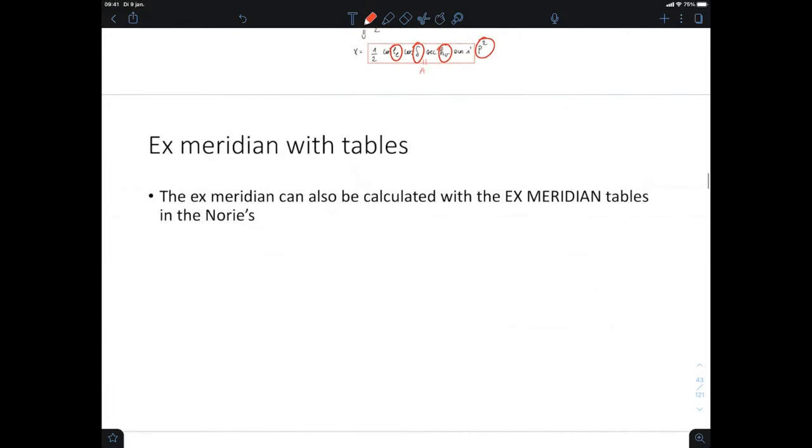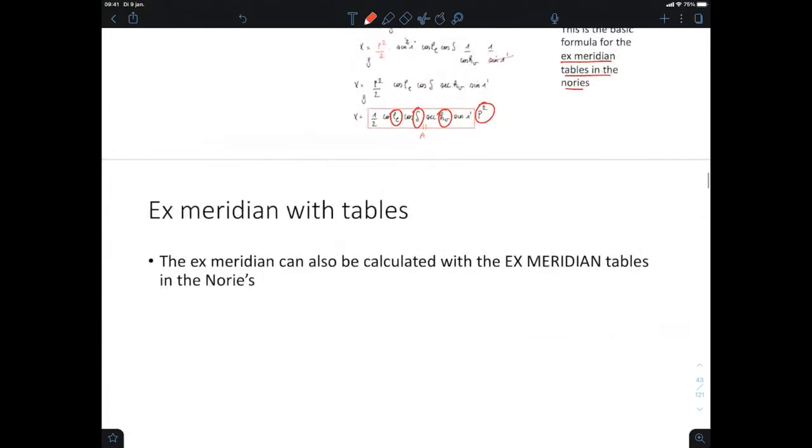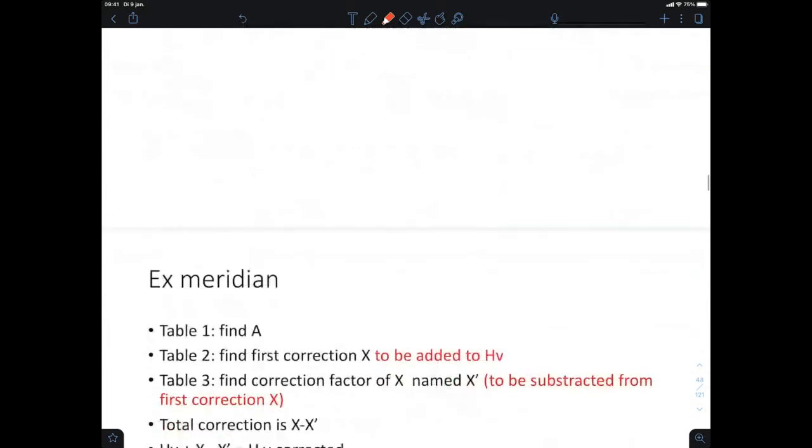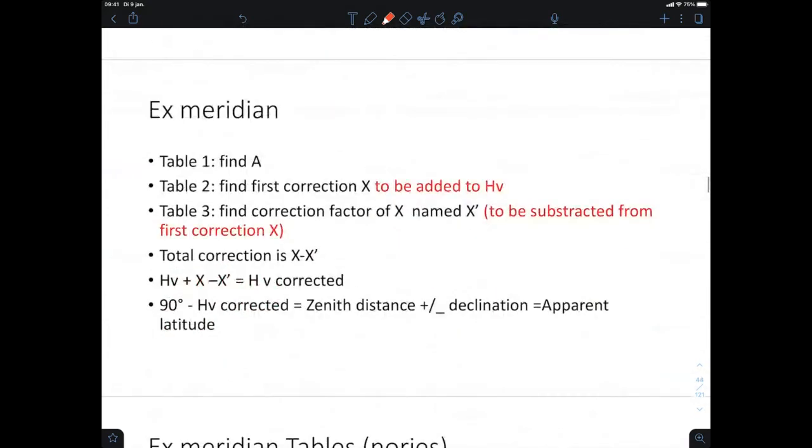So the X-Meridian can be calculated using this formula. But in practice, what will we do? In practice, we will always refer to the X-Meridian tables that are already pre-calculated for you in the Norie's. In the Norie's, you will find 3 tables: table 1, table 2, table 3, and actually there is even a 4th, but that I will explain to you later on.